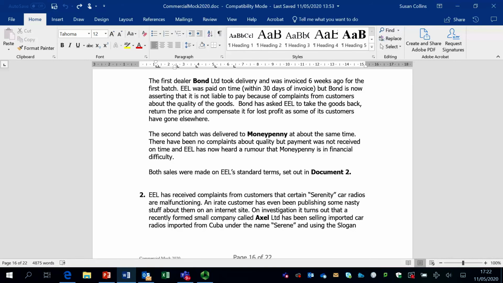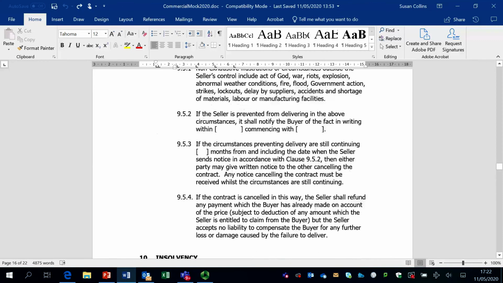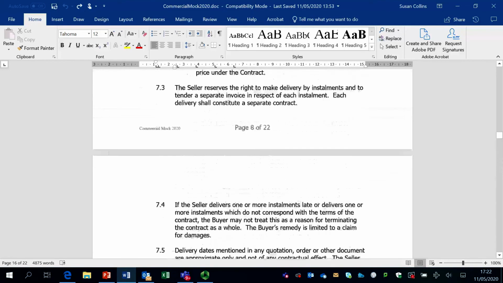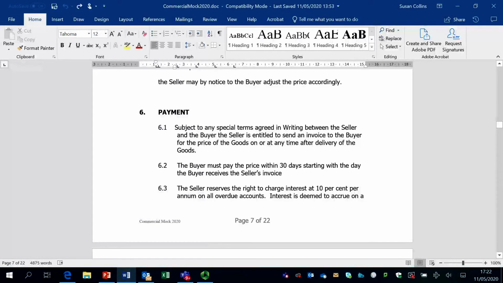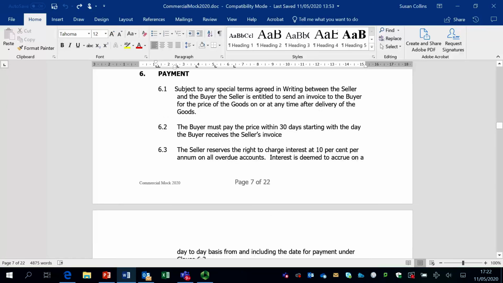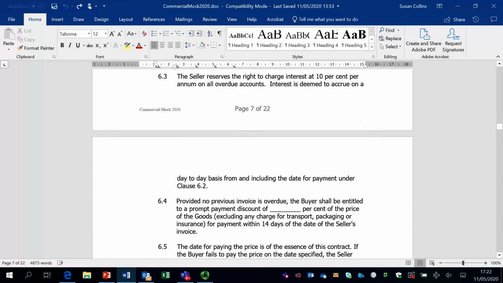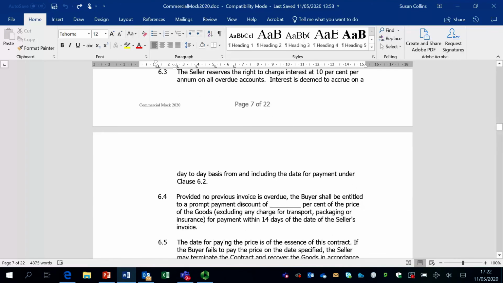What that brings us to then is issues with payment. So let's see what the terms and conditions say about that. Right, so clause 6 says that they have to pay within 30 days of the invoice, and the facts seem to suggest it's around 6 weeks ago, so it's clearly longer than 30 days. Then 6.3 says that if it's overdue, the seller can charge interest at 10% per annum on overdue amounts. So that's something to mention as clause 6.3. So interest may be due.